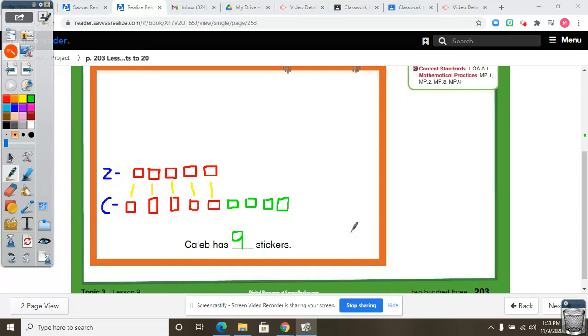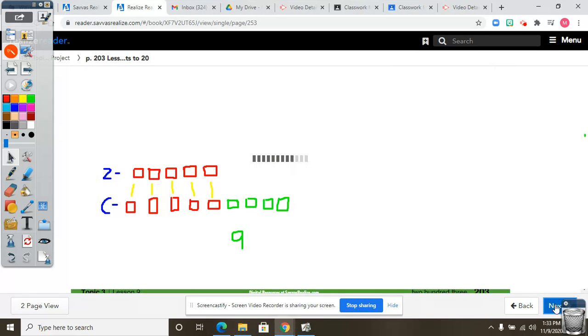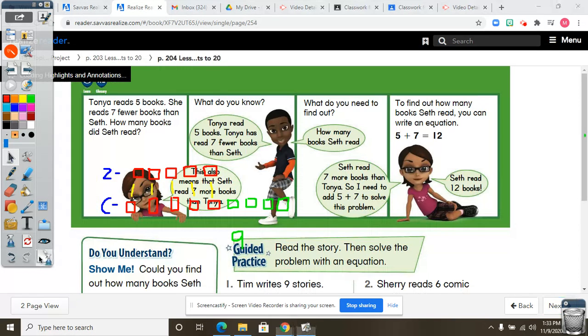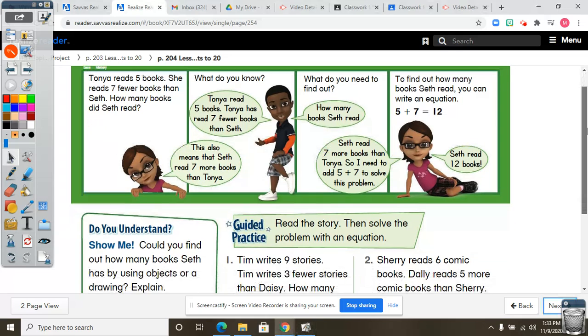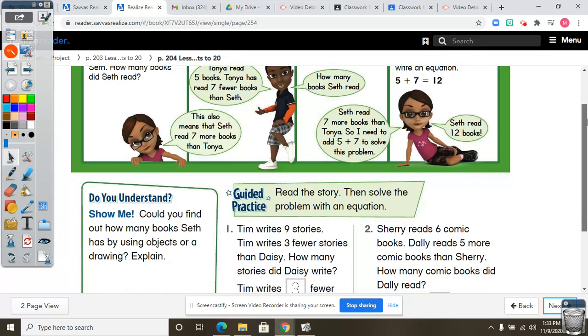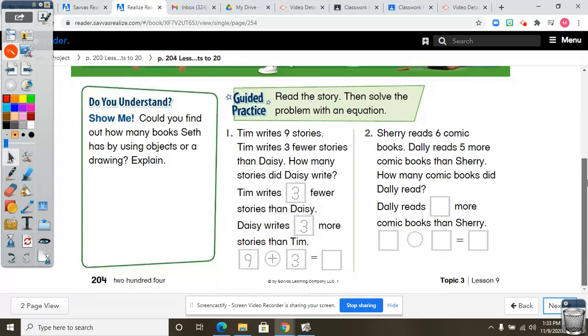Okay, so that's how you do the first problem. When you're done with that, please turn to the next page, page 204. On this page, it shows you the people from the video, and it's just showing you how they solved the word problem that they gave you in the video. So the equation they ended up making was 5 plus 7 equals 12.